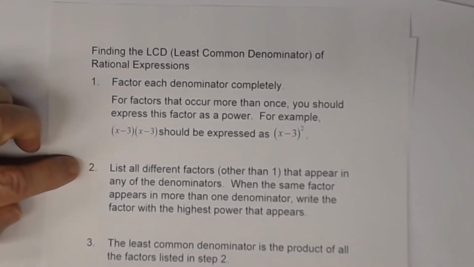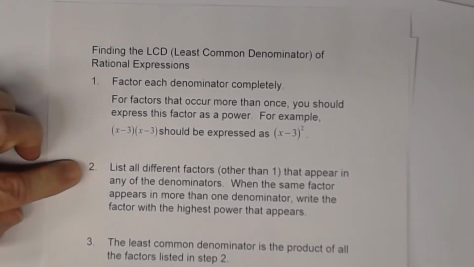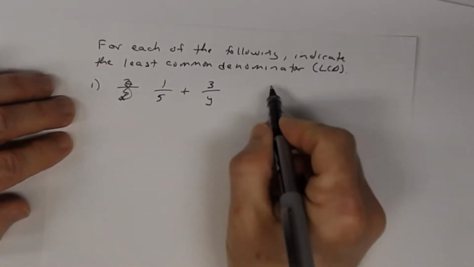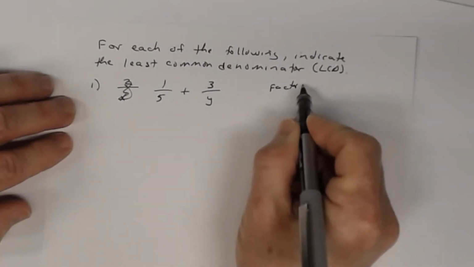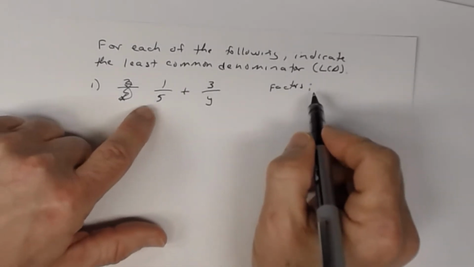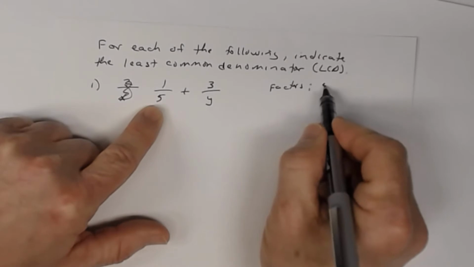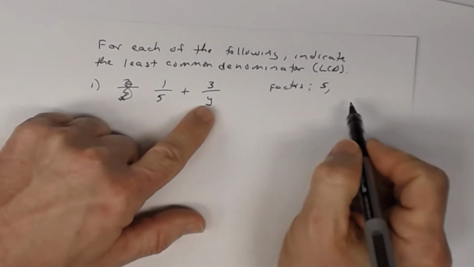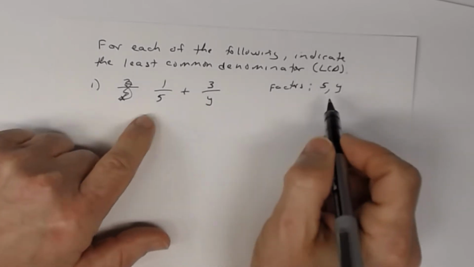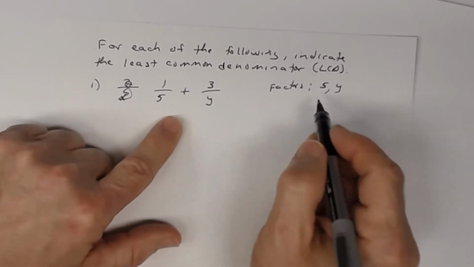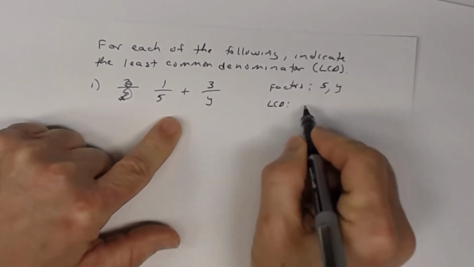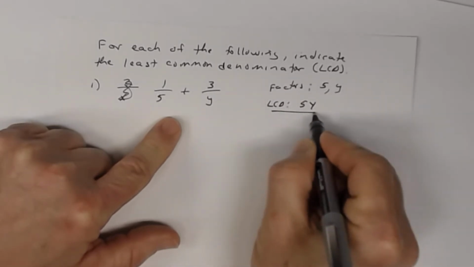Then the next thing we're going to do is list all the different factors that appear in any of the denominators. I'm going to write these as separate factors. The first factor you see is a 5, so I'm going to list it. The next factor you see is a y, and I'm going to list it. Those are the factors that appear in the denominators, and therefore your least common denominator will be the product of these. So your least common denominator is 5y.